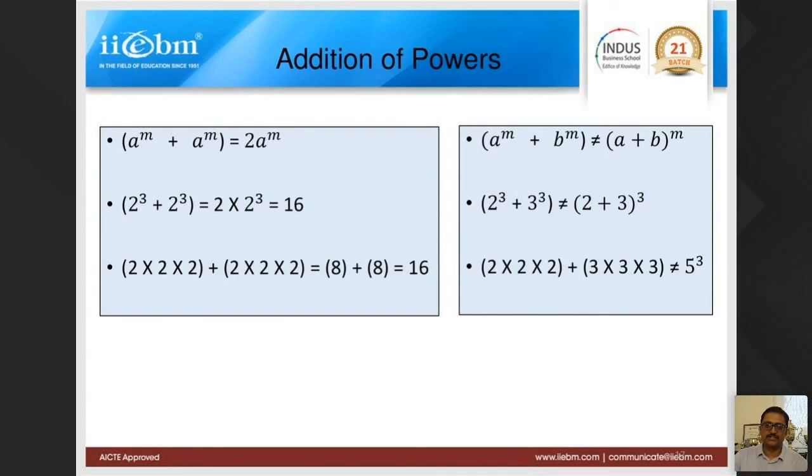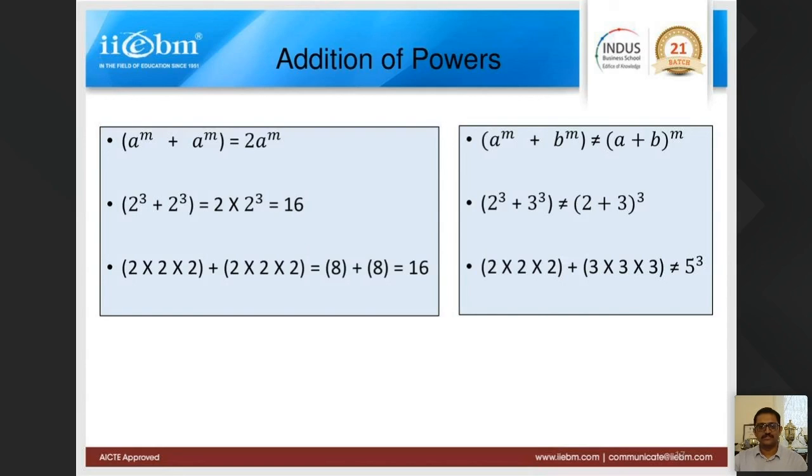What if we do this: 2 plus 3 raised to 3, then it is 5 raised to 3. 5 times 5 gives me 25, and 25 times 5 gives me 125. So 125 is not equal to 35. So we have to understand that if we have a raised to m plus b raised to m, then we cannot simply do this calculation as a plus b raised to m. This is not possible.